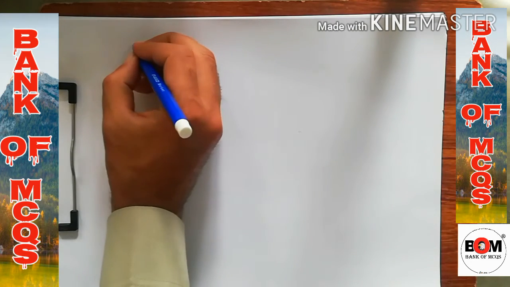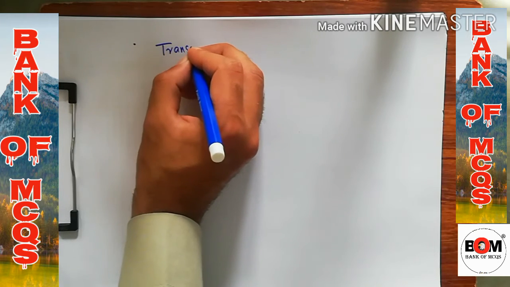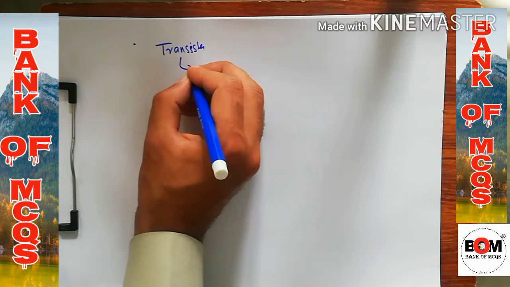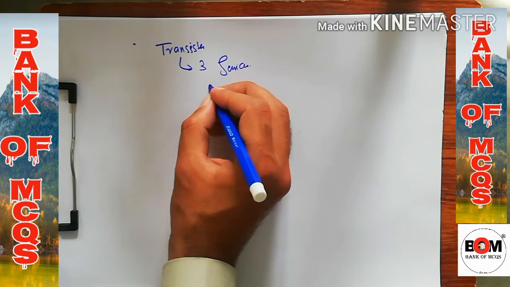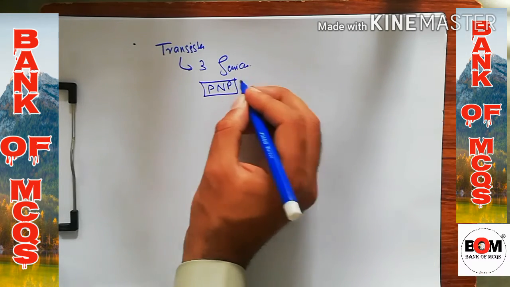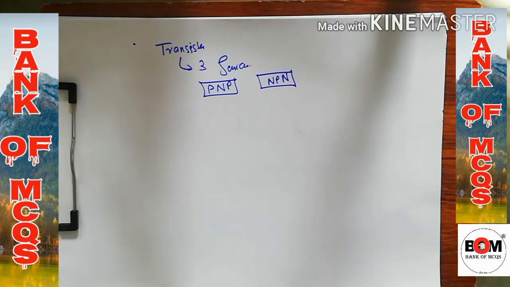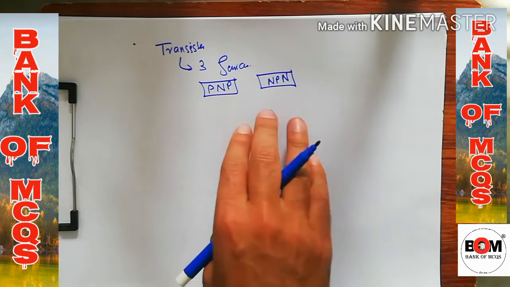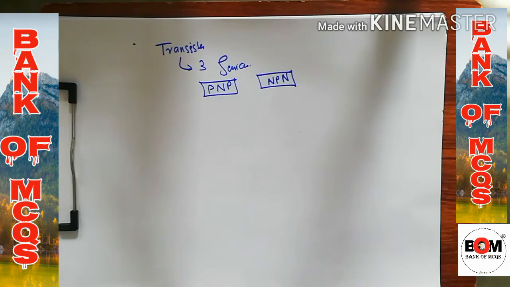This is called a transistor. A transistor is made up of three semiconductors, either PNP or NPN. We have two types of semiconductor, and it is made of three, so one will be P and the other N, as PNP or NPN. We can't take all three the same, like PPP or NNN. We can take it as PNP or NPN.